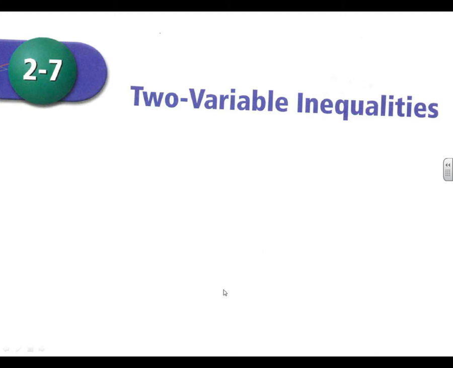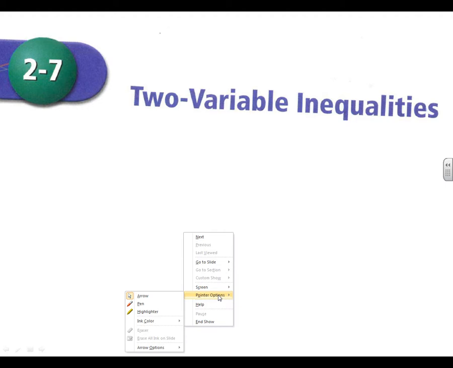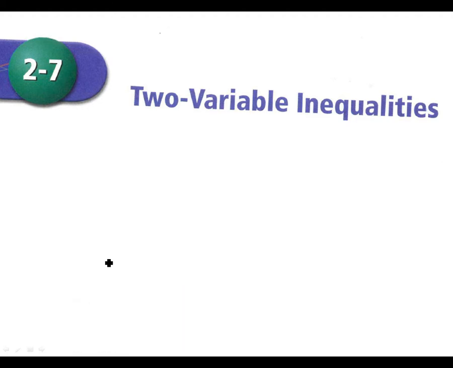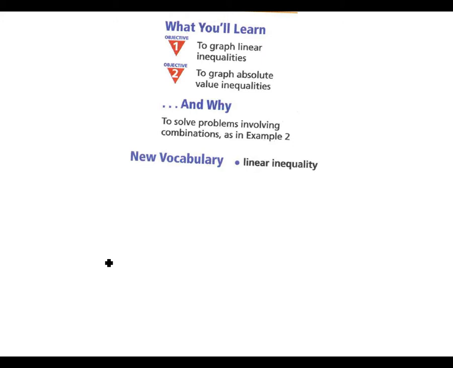Okay, last section for chapter 2. We're doing two variable inequalities, 2.7. Let me grab my pen. All right, so what are we looking at here?